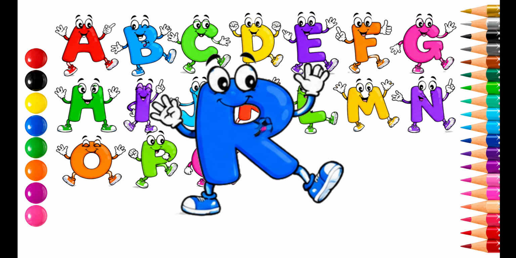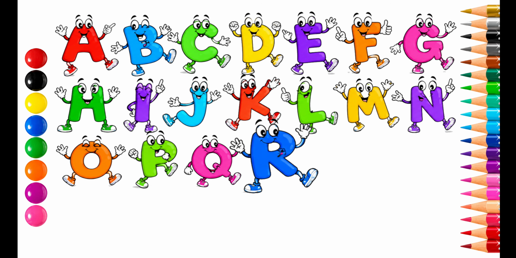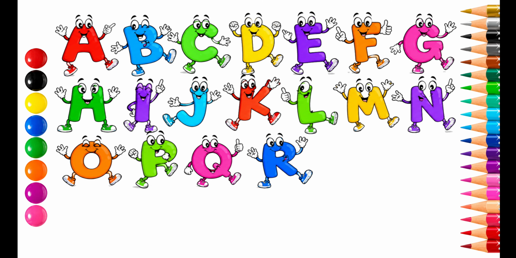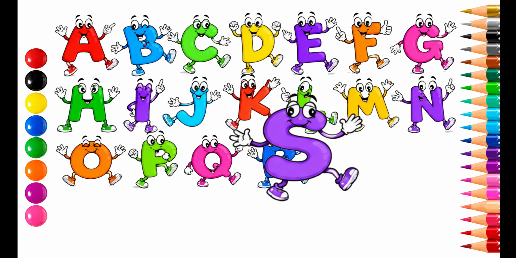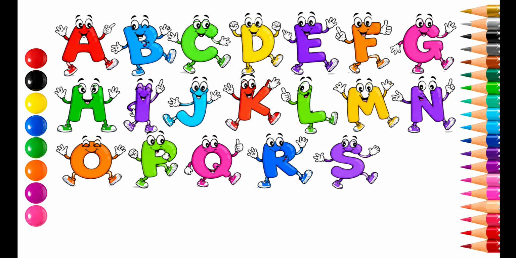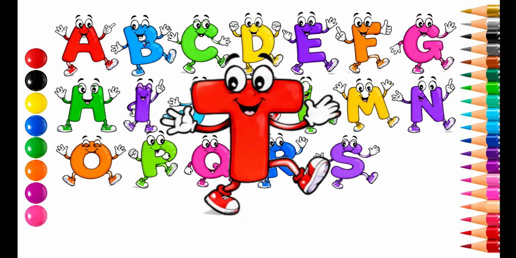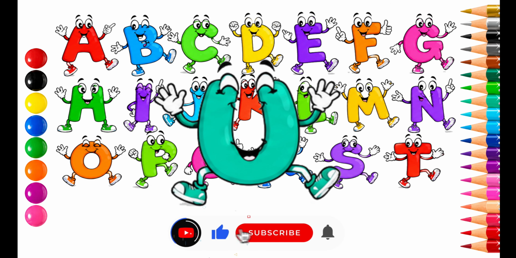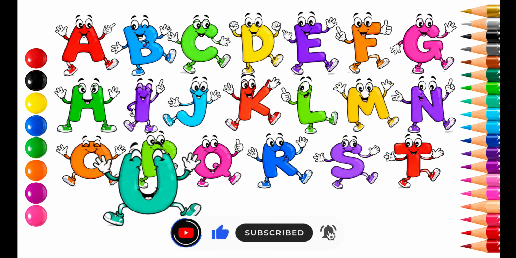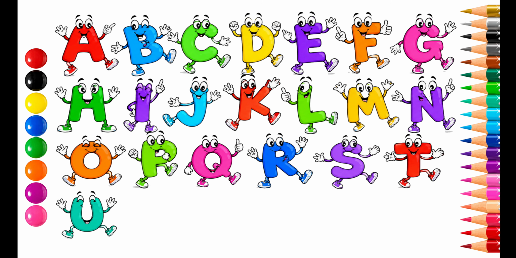R is for rabbit. S is for snake. T is for tiger. U is for umbrella.